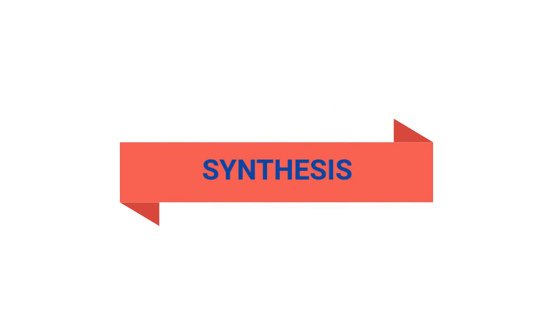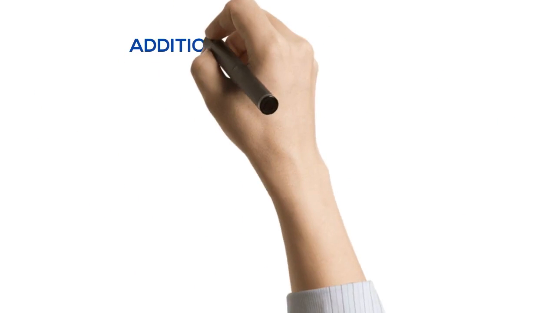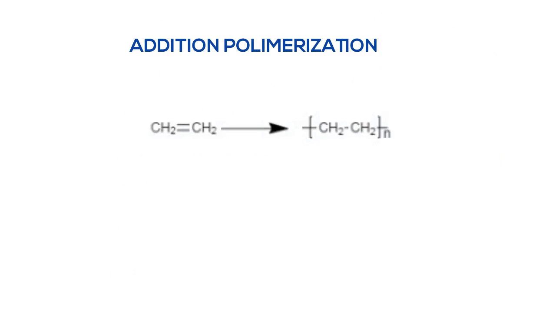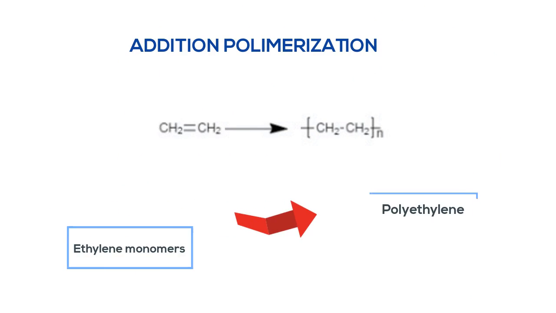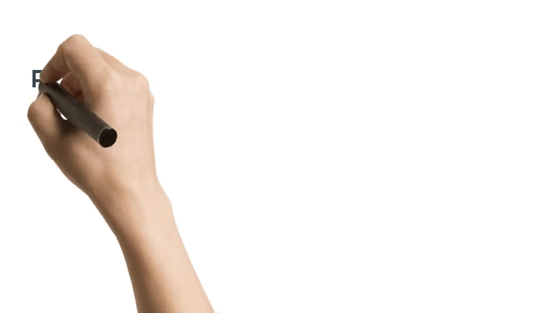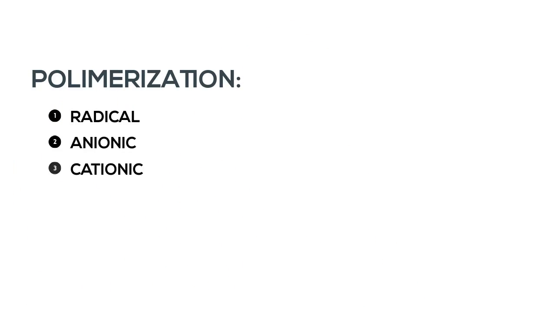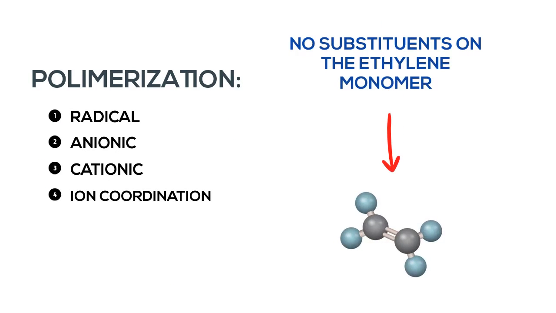A polymer formed by the direct repeated addition of monomer is called addition polymerization. In this case, ethylene monomers linked together form polyethylene. Polyethylene can be produced using radical, anionic, cationic, and ion coordination polymerization. This is a result of the lack of substituents on the ethylene monomer.